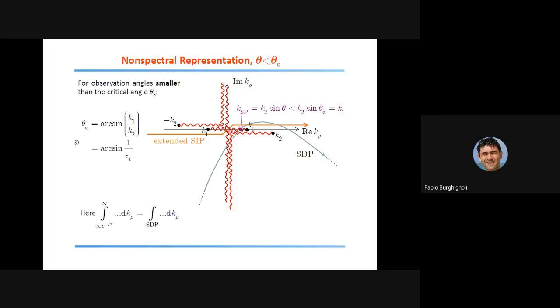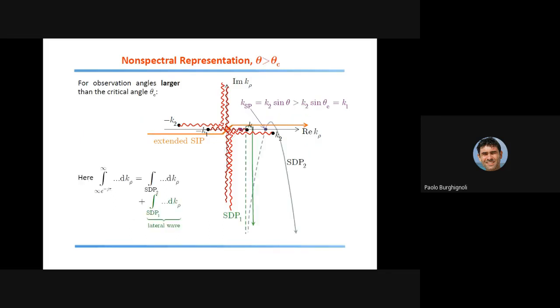Okay. Of course, the critical angle has the usual expression, the inverse sine of the reciprocal of the relative permittivity of the denser medium. So in this case, nothing special occurs. You can deform the extended Sommerfeld integration path from its original location to the gray steepest descent path that goes through the saddle point, and you can perform your asymptotic evaluation as usual.